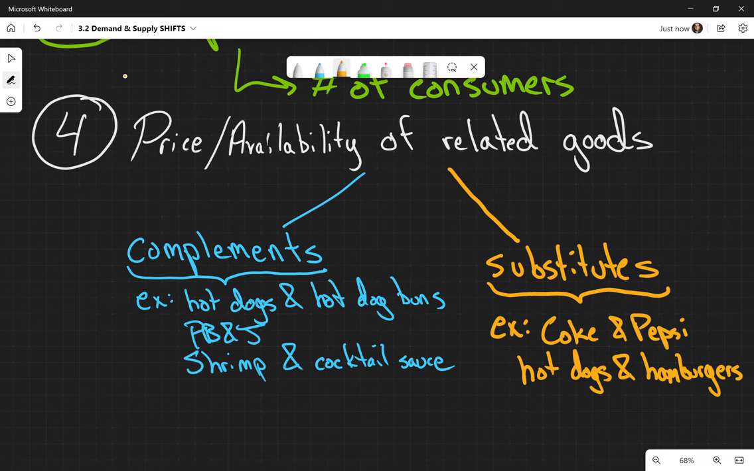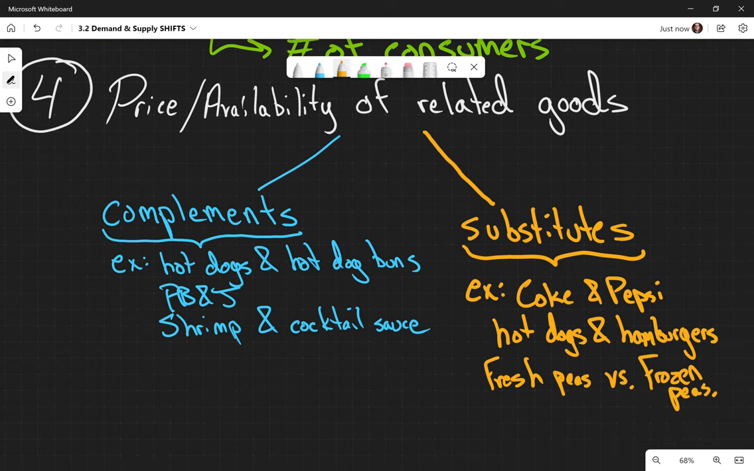Substitutes could also be something that's more fine, like fresh peas versus frozen peas. Right? All of a sudden, the price of fresh peas goes up. You're just going to go buy a bag of frozen peas. So the price of related goods impacts demand depending on what type of good it is.